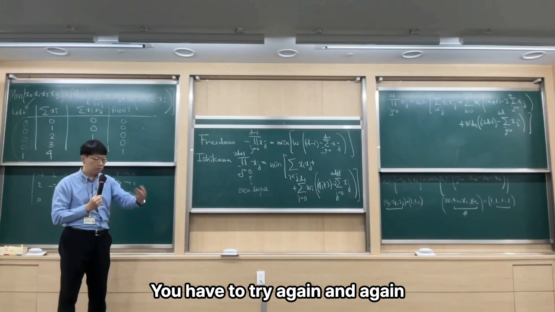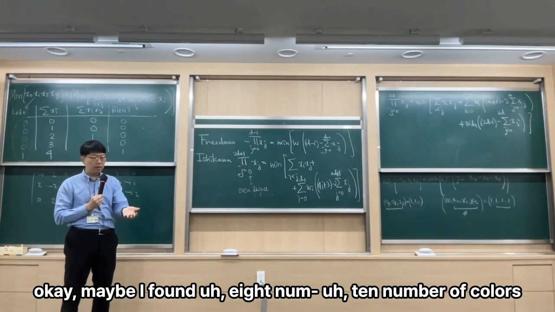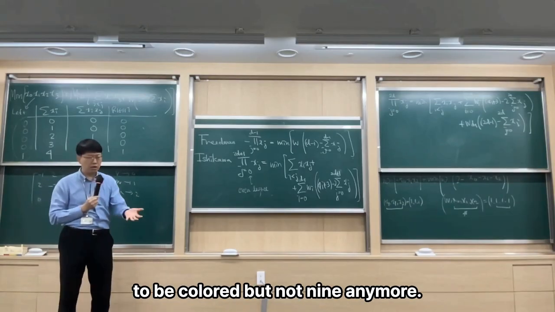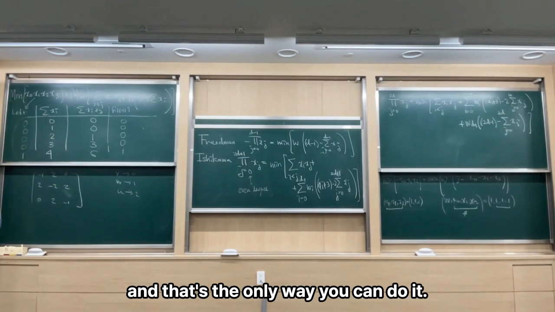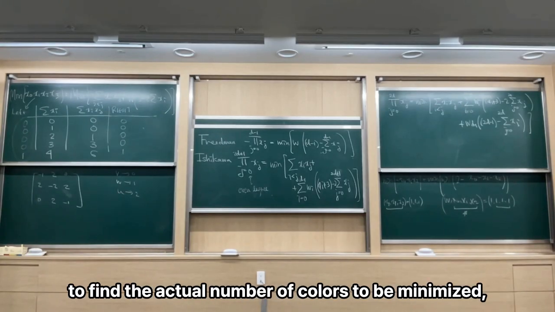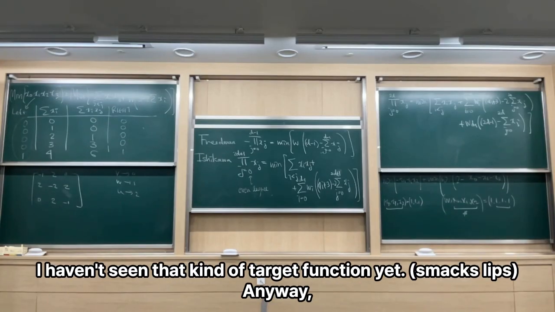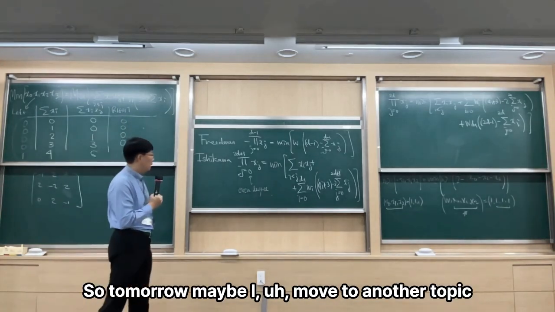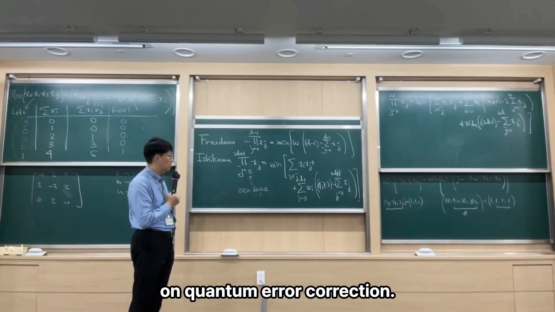You have to try again and again until you actually find, okay, maybe I found that 10 colors work, but not 9 anymore. Then maybe 10 is the minimum number of colors, and that's the only way you can do it. But maybe if you change the target function to find the actual number of colors to be minimized, then probably you can solve a different graph coloring problem with the quantum annealer. I haven't seen that kind of target function yet. Anyway, that's the idea. So tomorrow maybe I move to another topic on quantum error correction.